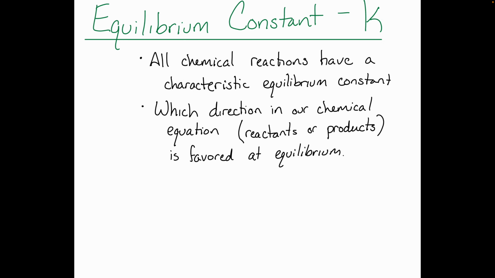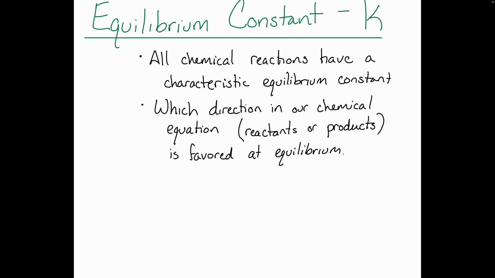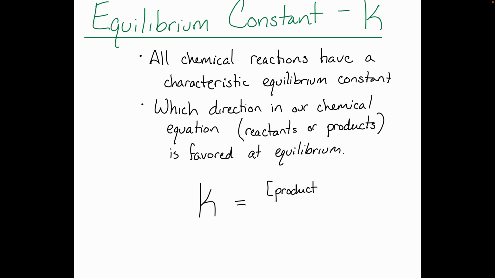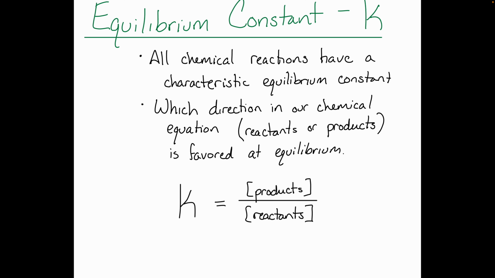We'll get a little bit more fancy than this, but for right now, our equilibrium constant is the concentration of products over the concentration of reactants. Products over reactants. That's what we're going to chant to ourselves every time we build an equilibrium constant here.